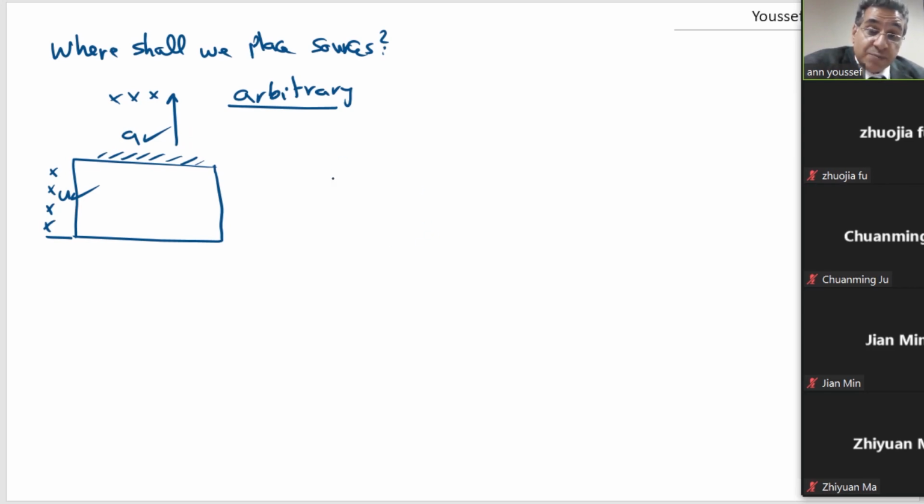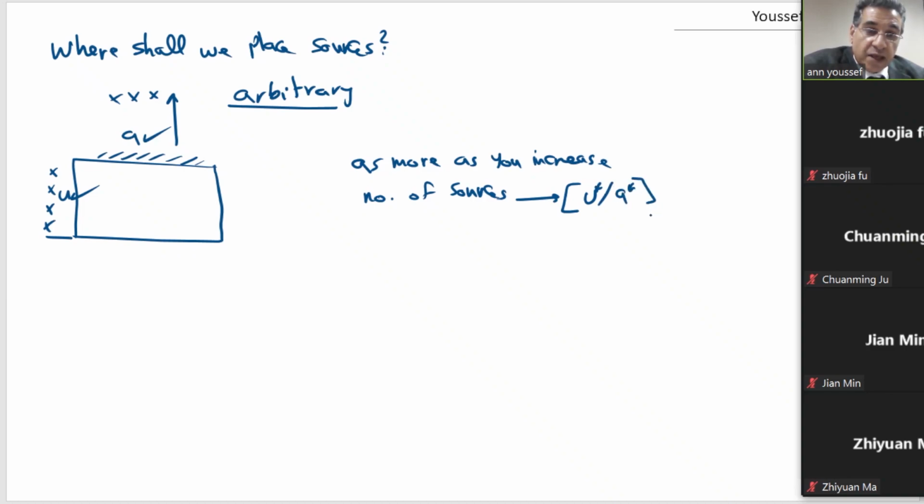Knowing that as you increase the number of sources, you will increase the dimension of the UQ matrix. The dimensions are going to be increased, which will lead to an ill-conditioned matrix.